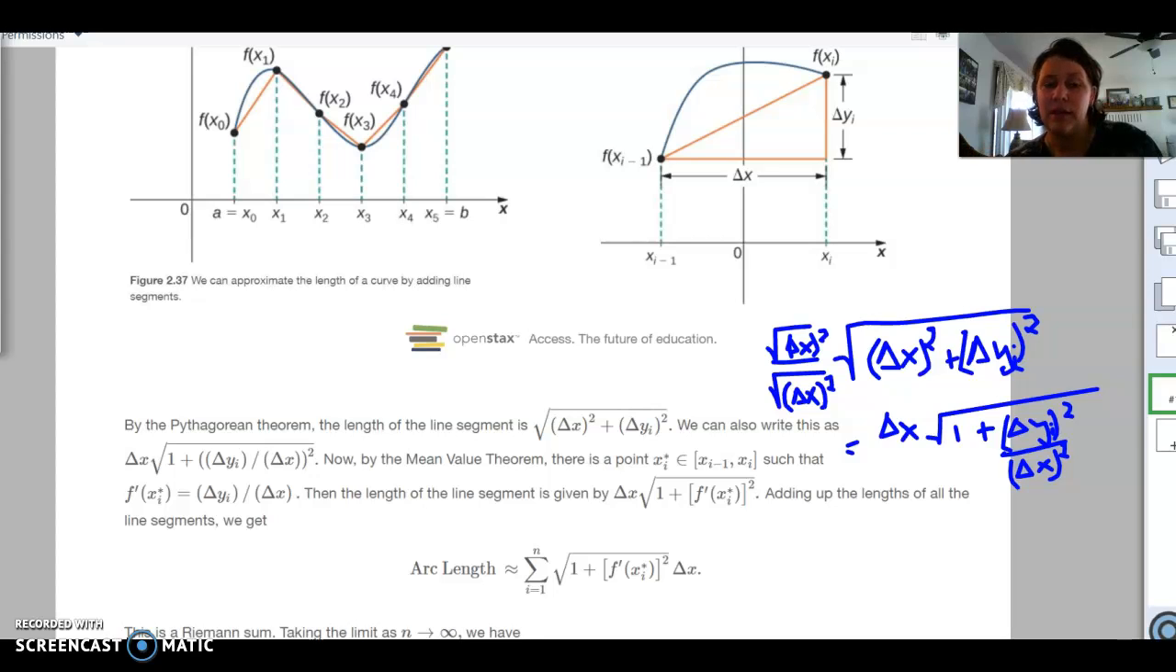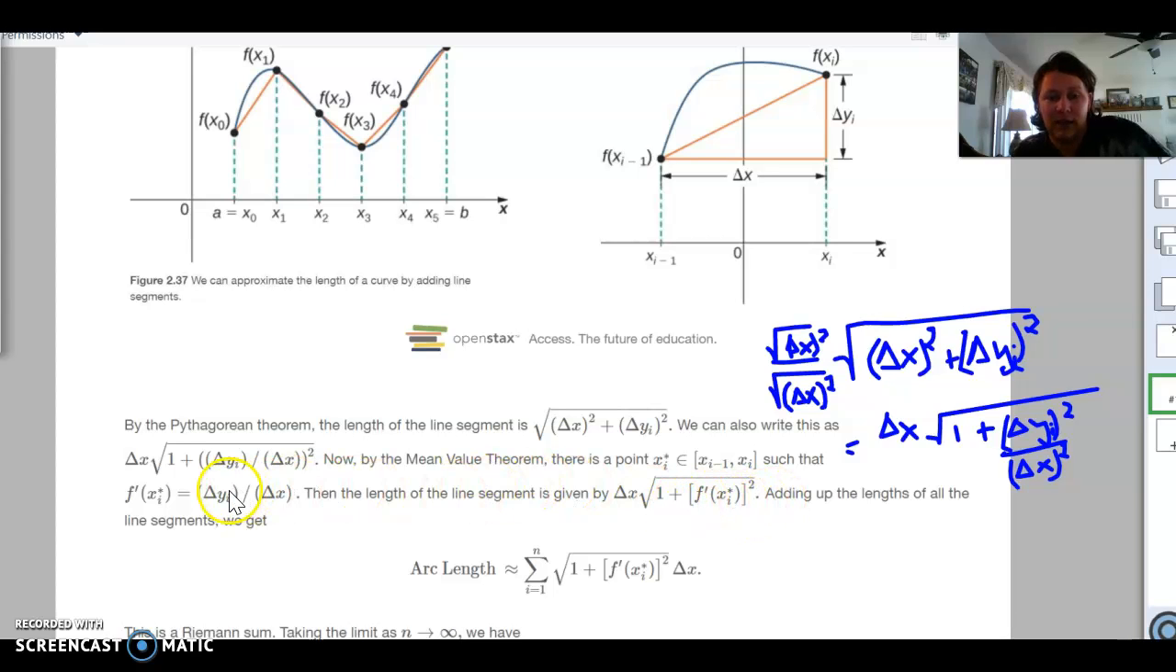So now, because of the mean value theorem, there is a point x sub i such that f prime of x is equal to the difference in the y's over the difference in the x's. So I want you guys to think back to our derivatives. Remember that our derivative, or the slope of a line, is equal to the change in y over the change in x. So if you can see where we're going with that, we're going to be changing this into a derivative, all right?